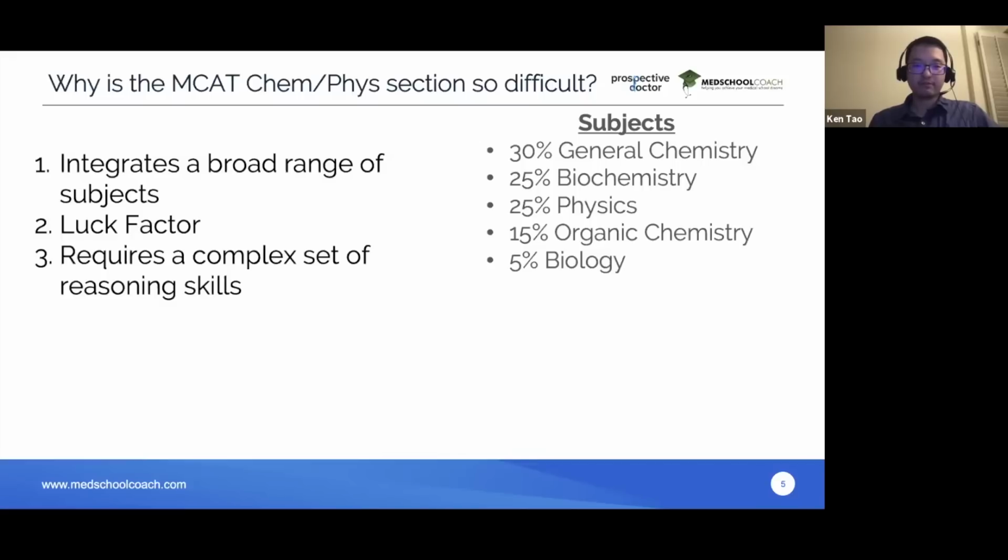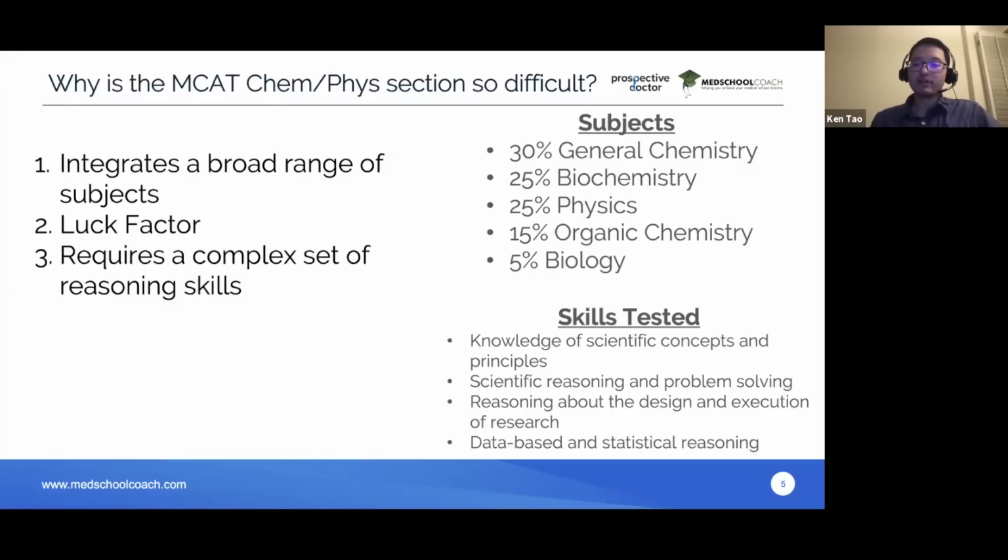Okay. Number 3, the MCAT Chem Phys section is also difficult because it requires a complex set of reasoning skills. Remember what I said earlier, it's not simply knowing the science content because the MCAT isn't just freestanding questions. You have a lot of passage-based questions, and these passage-based questions will require reasoning skills. The specific skills are knowledge of science concepts and principles, scientific reasoning and problem solving, reasoning about the design and execution of research, and data-based and statistical reasoning.